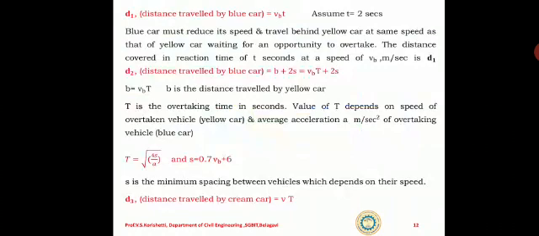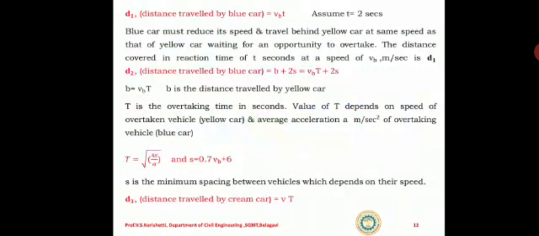It is B plus 2S from the figure. Then what is B? B is the distance traveled by the yellow car, the slow moving vehicle, where T is the overtaking time in seconds. That value of T depends on the speed of the overtaken vehicle, the yellow car, and the average acceleration A meter per second square of the overtaking vehicle, the blue car.